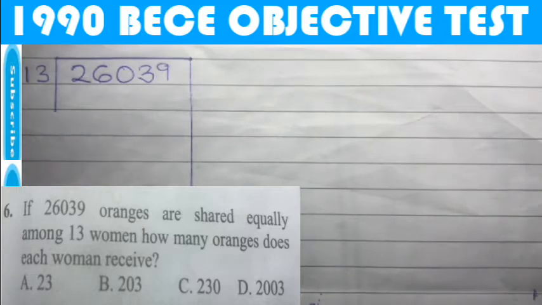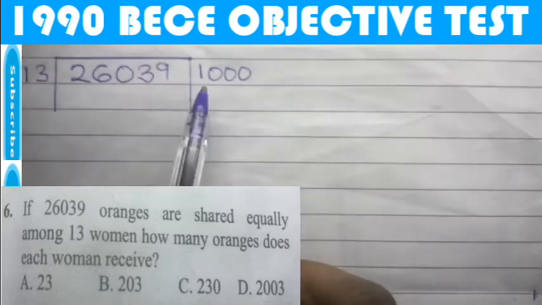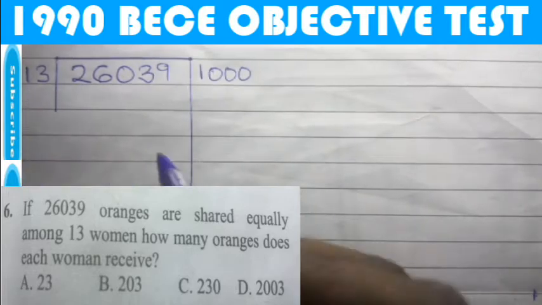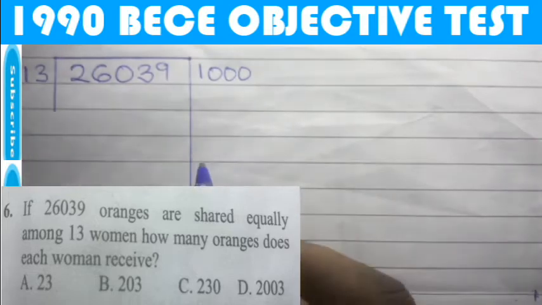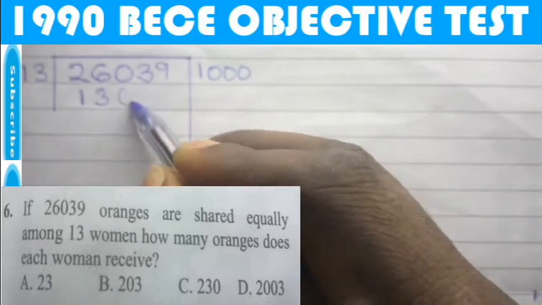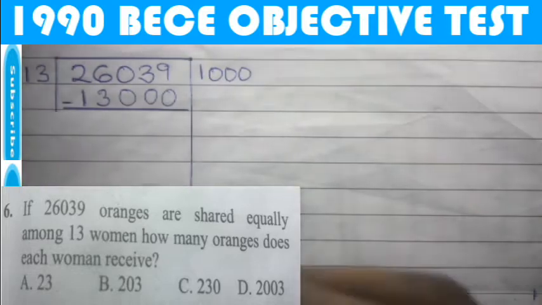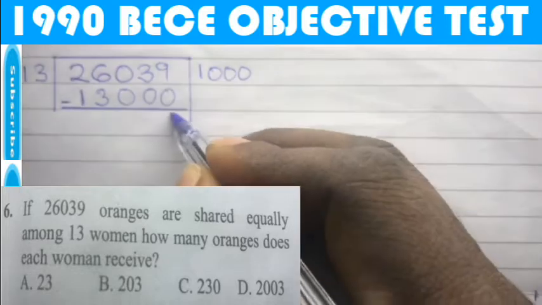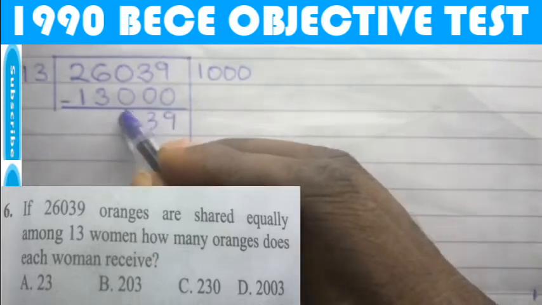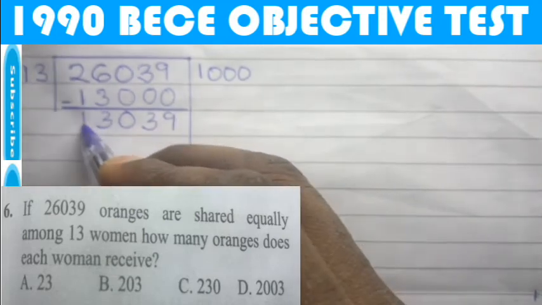I'll go for 1,000. When I multiply 1,000 by 13, I get 13,000. So this multiplied by this will give me 13,000, and then I write it over here. I do a subtraction over here. 9 minus 0, we have 9. 3 minus 0, we have 3. 0 minus 0, we have 0. 6 minus 3, we have 3. 2 minus 1, we have 1.